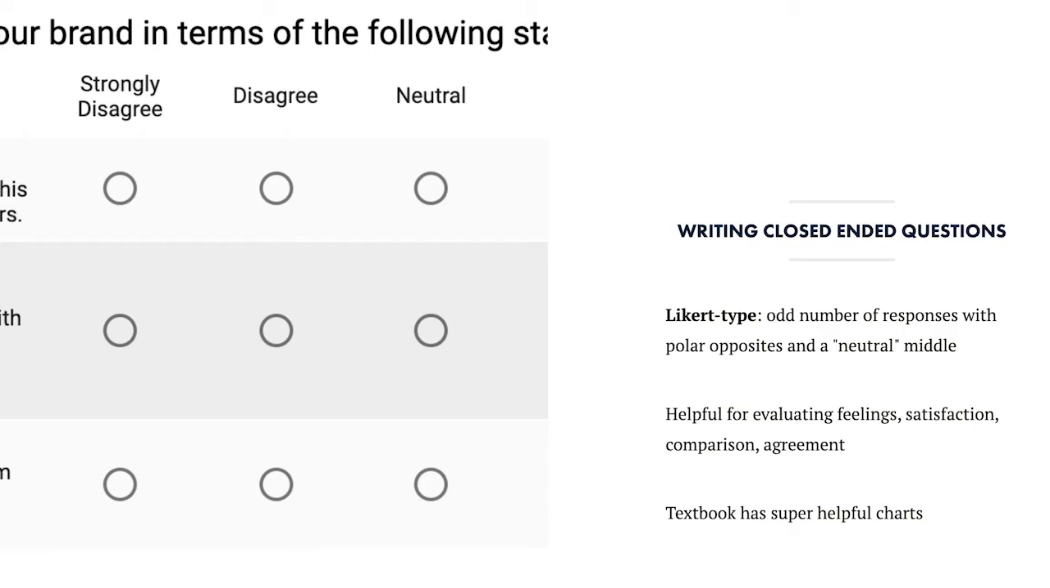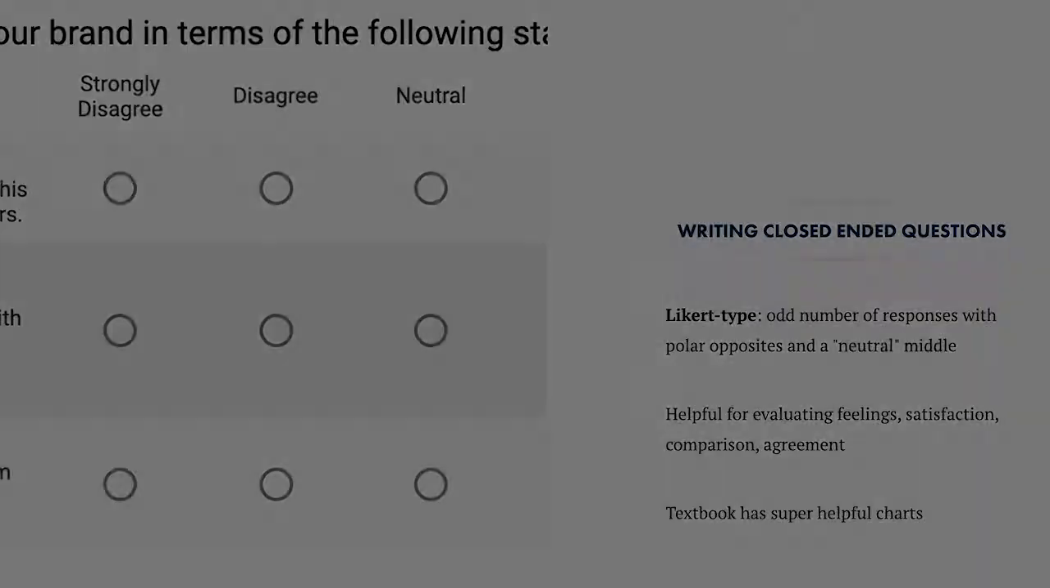Another option you have for closed-ended questions would be something called a Likert type question. These are really popular among my students. They are those responses where you choose sort of on a scale of 1 to 10 or 1 to 5, you have an odd number of responses with polar opposites. So like agree to disagree, prefer, do not prefer, and then you have a neutral middle. If you want to get at what somebody is feeling or how happy they are with something, or you want to look for comparisons, these are excellent questions.